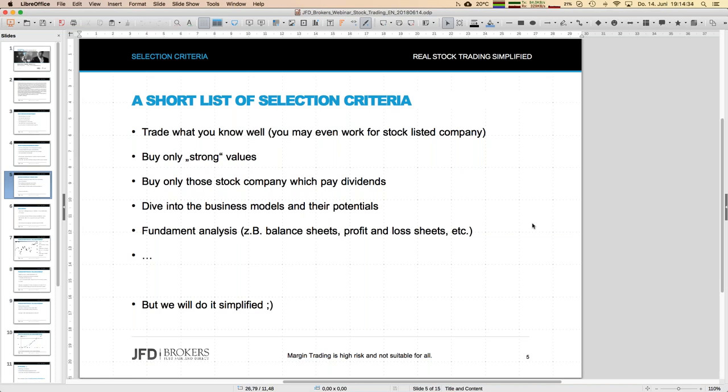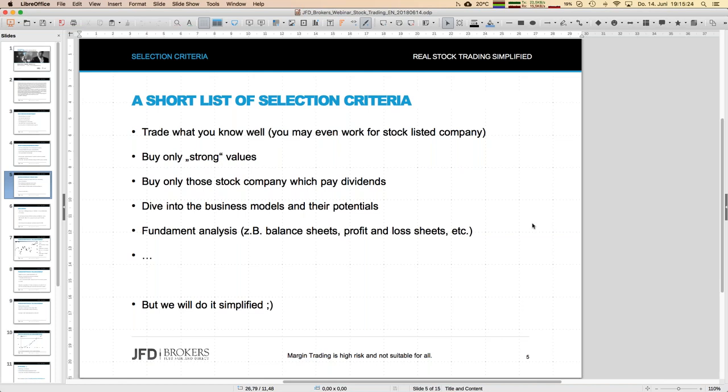Or the other idea might be to say, okay, I only buy strong values. You may have some logic to distinguish between strong and weak values. And maybe you compare to an EMA and say, okay, all the ones which are above the EMA, I go in. Or you even select on a monthly basis which one has the strongest growth, the strongest return, and then you go for that company. So that would be buying the strong values. Or another selection criteria might be, okay, I only buy stock values for those companies which really pay dividends, because I want to have that part in my pockets as well.